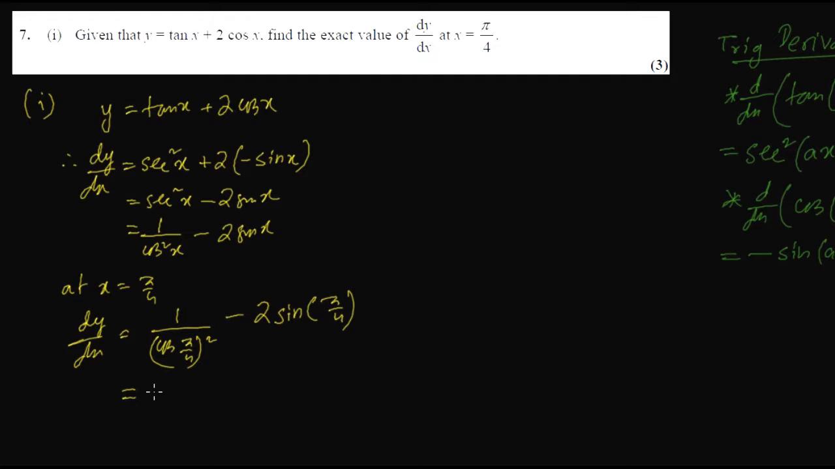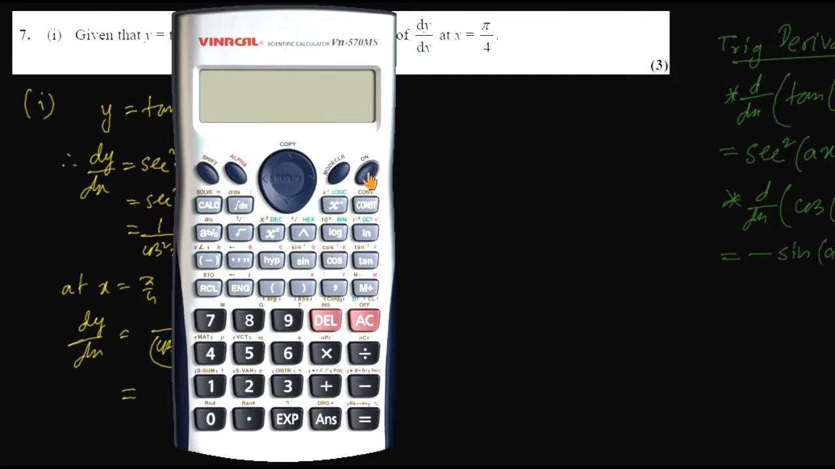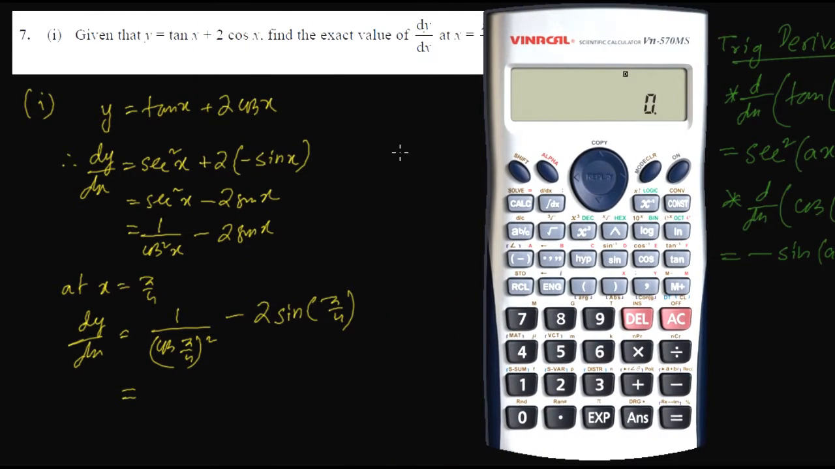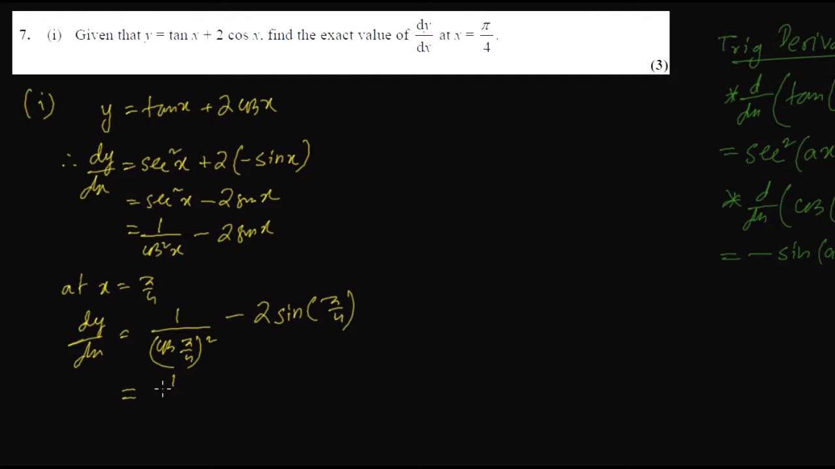Now pi by 4 means 45 degrees. If we take out our calculator, and you should have this memorized, cos 45 degrees is what? 1 by root 2. So cos 45 degrees is 0.707, but if you write it in decimal it won't work. So you have to remember it is 1 by root 2. So this will be 1 by 1 by root 2 whole squared minus 2 times 1 by square root of 2.